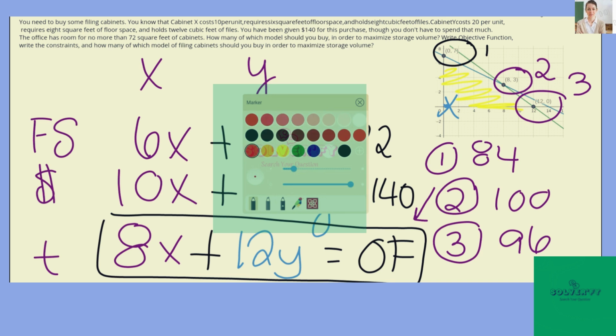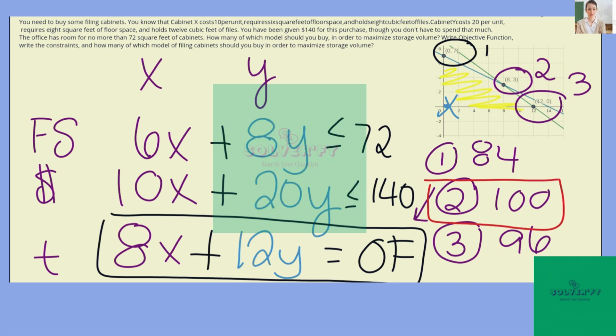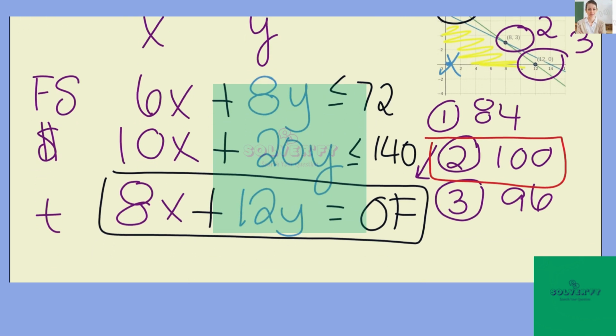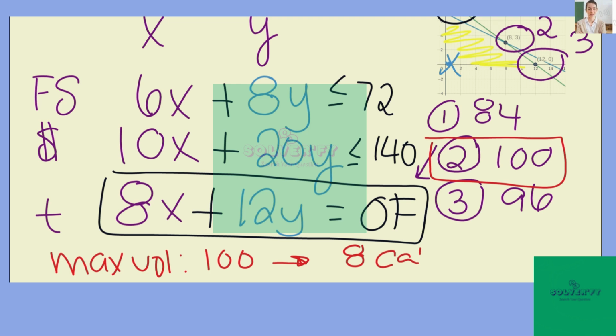Now looking at these points, we see that our max right here, or our biggest, is 100. So we see that that is point number 2. So our max volume is going to be 100, and that's going to be obtained by our X equal to 8. So that's 8 of cabinet X and 3 of cabinet Y.